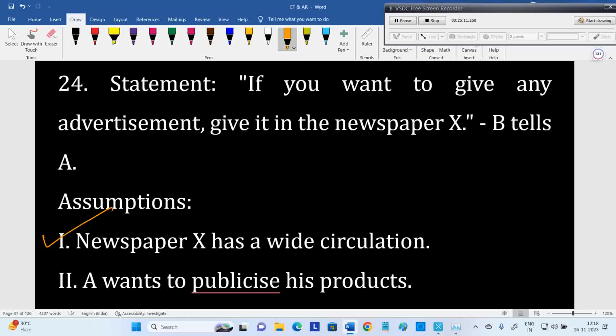And why is B telling A? Because A wants to give some advertisement. He wants to market his products. Okay, he wants to publicize his product. Publicize means to give to the public. Public, how will it reach? Through advertisements. It may be through a newspaper. It may be through a TV channel. So he wants to advertise his products. That's why B is telling A, okay, go and reach newspaper X. So both are true.